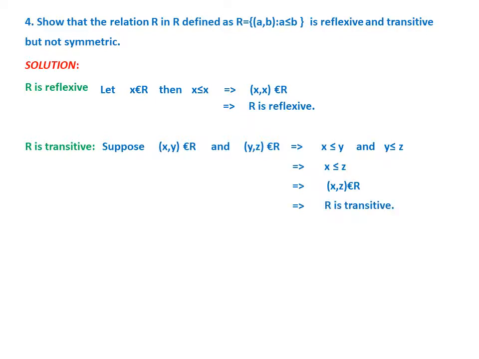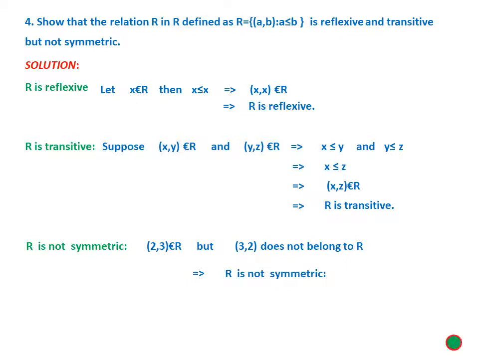Therefore it is transitive. But why is it not symmetric? So we have to produce one counter example. Let us say, for example, (2, 3) belongs to R because 2 is less than 3, but (3, 2) does not belong to R. That is sufficient. So produce one counter example in such cases whenever you want to disprove. So this is the fourth question. Let us proceed.